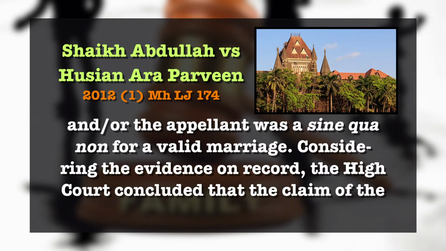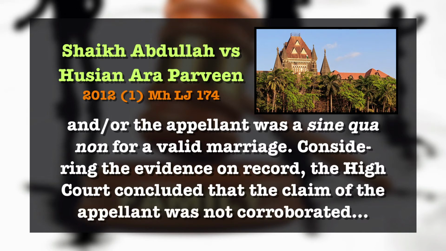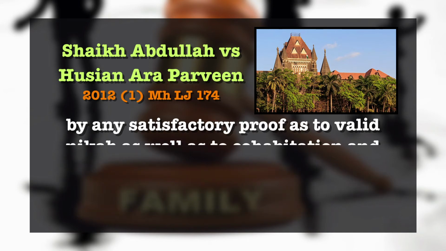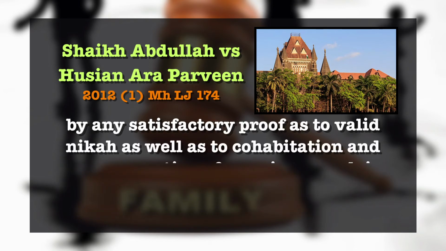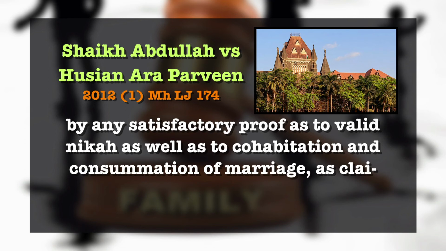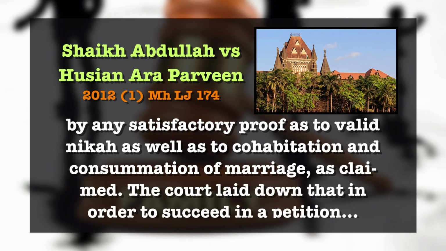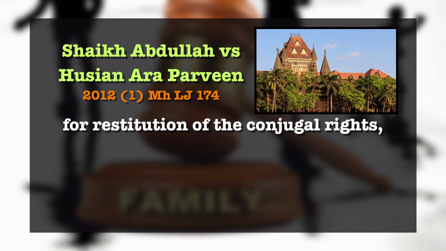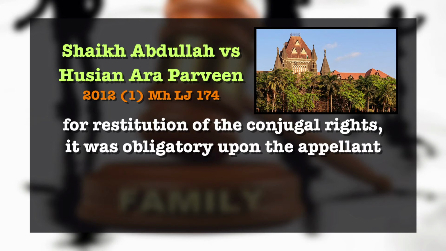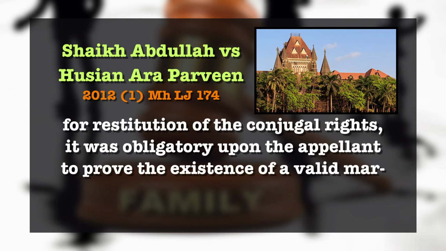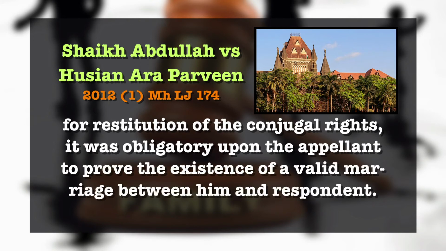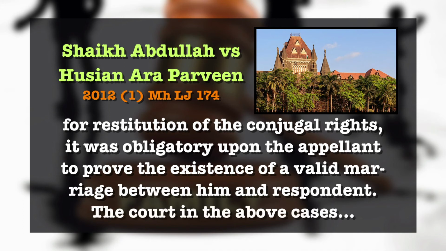Considering the evidence on record, the High Court concluded that the claim of the appellant was not corroborated by any satisfactory proof as to valid nikah as well as to cohabitation and consummation of marriage as claimed. The court laid down that in order to succeed in a petition for restitution of conjugal rights, it was obligatory upon the appellant to prove the existence of a valid marriage between him and the respondent.